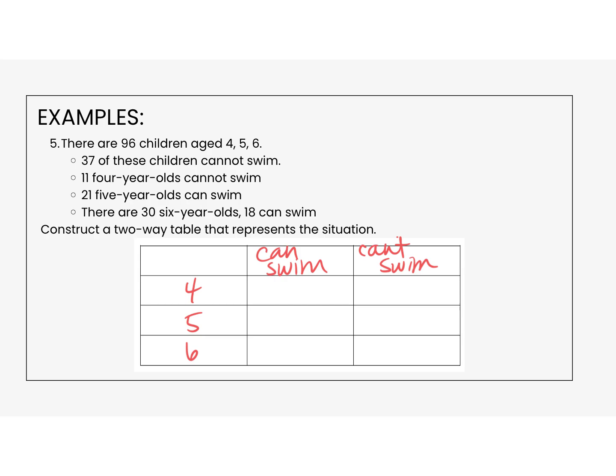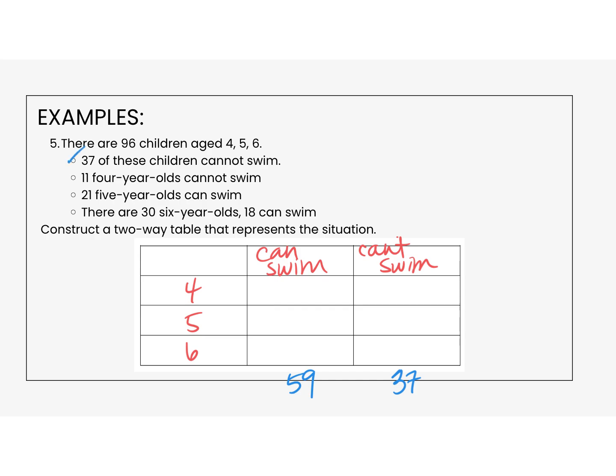So 37 of these children can't swim. We don't know how that breaks down by age, but we know that this total here is 37. So that's going to help. And we know that there are 96 children total. So if I take 96 minus 37, that gives me 59. So there are 59 children who can swim, right? Because again, that total has to make 96. Okay. So we did that first one.